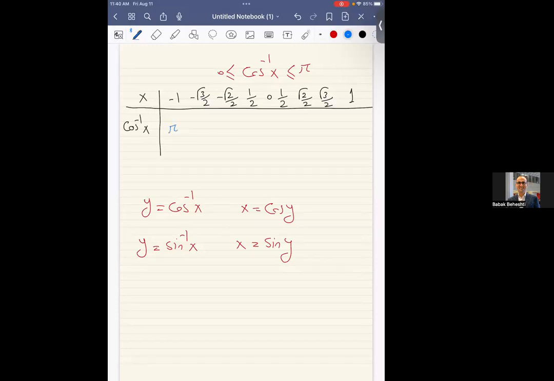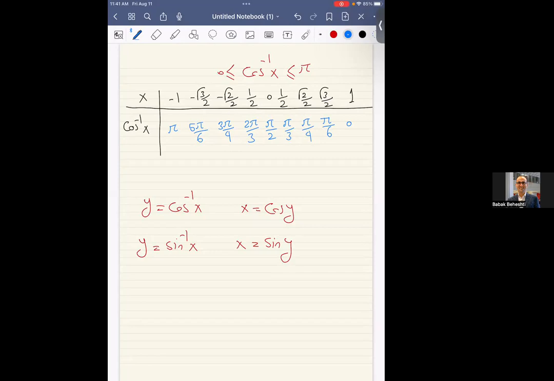How about -√3/2? No, it's 5 pi/6. -√2/2 is 3 pi/4. -1/2 is 2 pi/3. 0 is just pi/2. 1/2 is pi/3. √2/2 is pi/4. √3/2 is pi/6, and 1 is 0. Right?